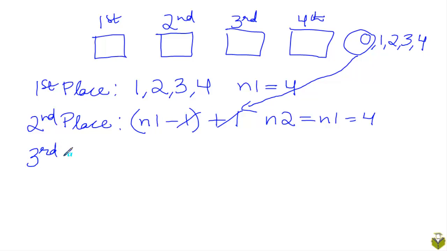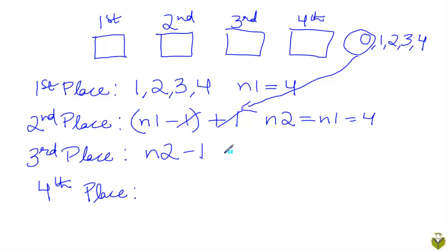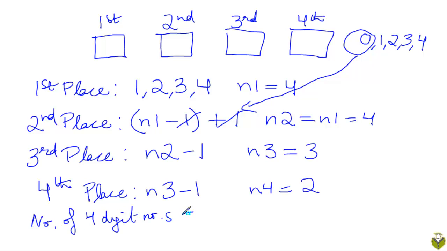From the third place on, it is simple because now you just use n2 minus 1. Because whatever is used in the second place, you just use 1 less than that. And similarly, you have the fourth place. For the fourth place, I call this n2 minus 1 as n3, and this one will be n3 minus 1. Okay, so this one is equal to 3, and I'll call n4 equal to 2, right? So the number of 4-digit numbers is equal to n1 into n2 into n3 into n4.